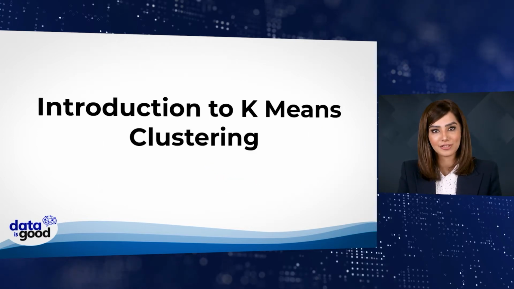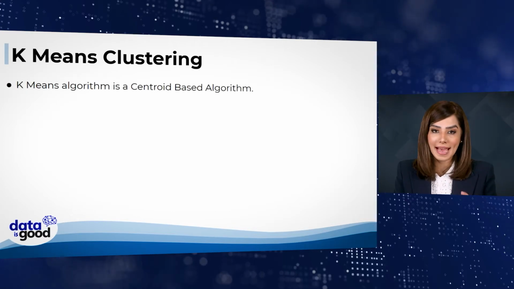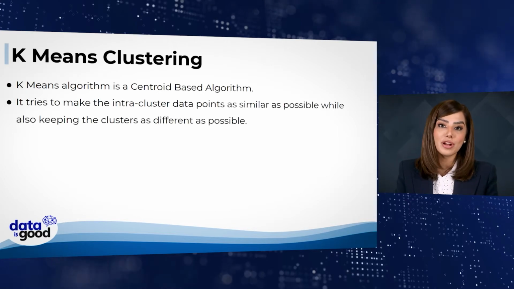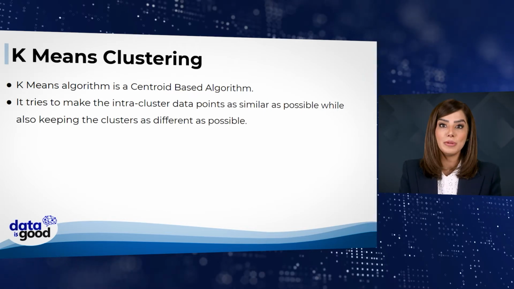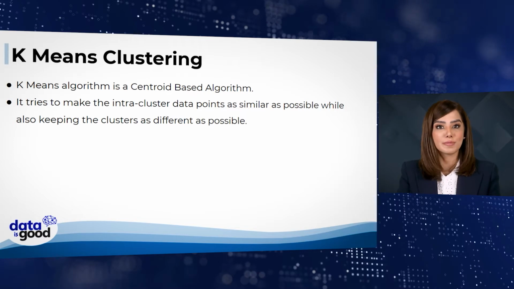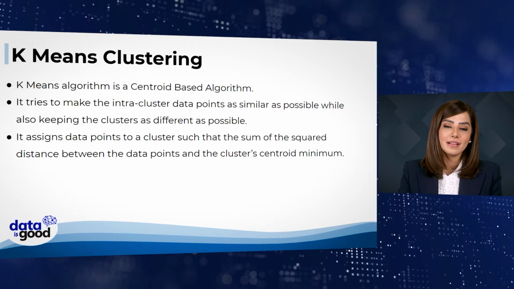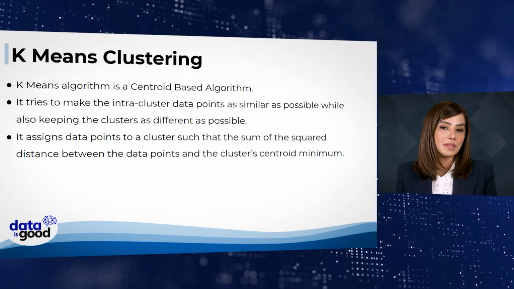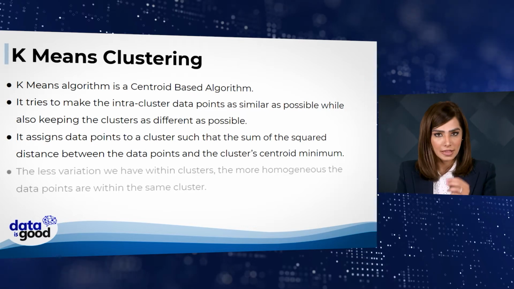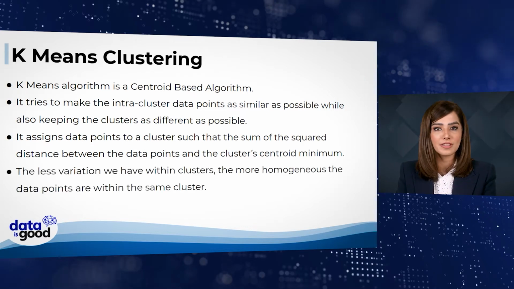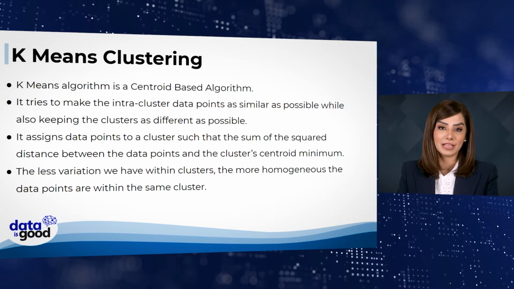Introduction to K-means clustering now. The K-means algorithm is a centroid-based algorithm. It tries to make the intra-cluster data points as similar as possible, while also keeping the clusters as different as possible. It assigns data points to a cluster such that the sum of the squared distance between the data points and the cluster's centroid is minimum. The less variation we have within clusters, the more homogeneous the data points are within the same cluster.